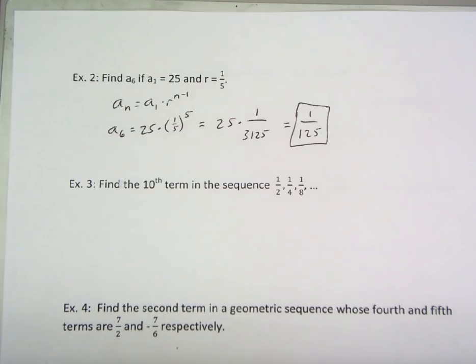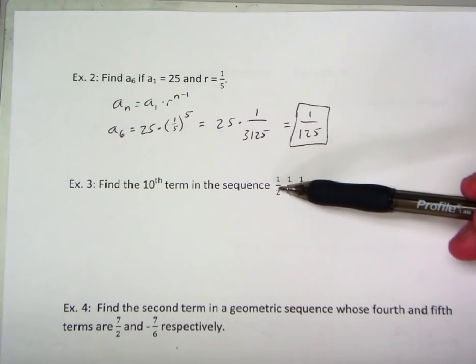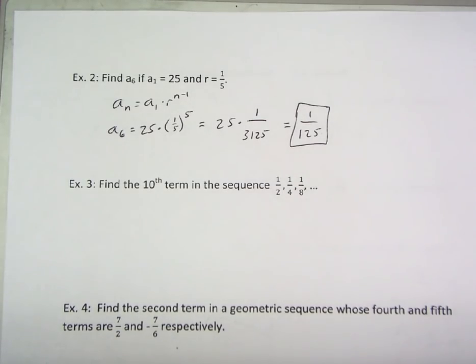All right. Find the 10th term in the sequence. We have 1/2, 1/4, 1/8. Find the 10th term. So it's very similar to the previous one, but here notice we know the first term is 1/2. They don't tell us what r is. So we have to think about what the r value is. When we did arithmetic sequences, I said you can always find the difference by subtracting 2 of the terms, as long as they were next to each other.